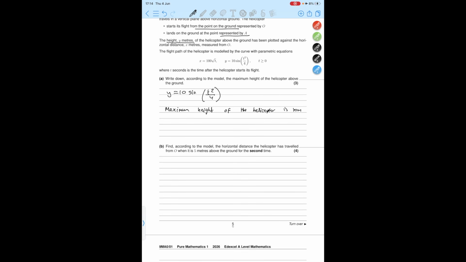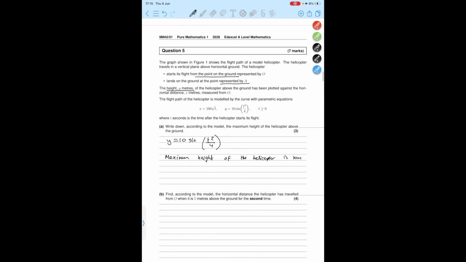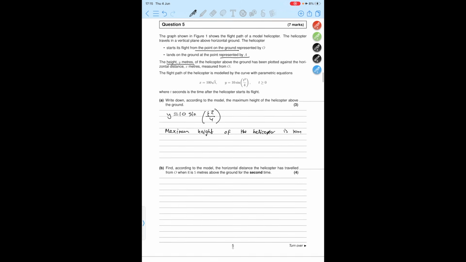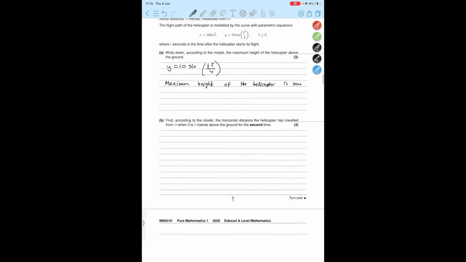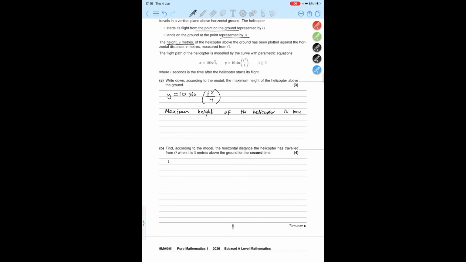Now part B is saying, according to the model, what is the horizontal distance the helicopter has travelled from O when it is 5 meters above the ground for the second time. Have I missed something in the question? The horizontal, okay, yeah. When it's 5 meters above the ground, that is going to be when y is equal to 5. Sorry, I got confused. So when y is equal to 5.